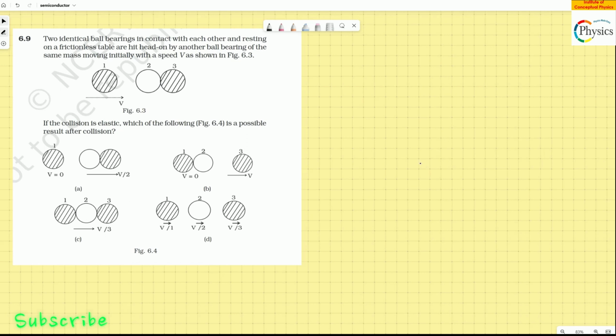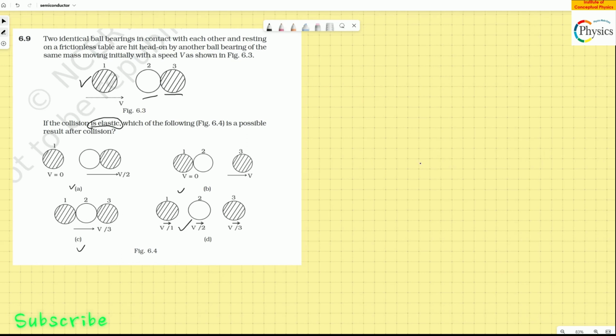You have a ball which is moving with velocity v. These two balls have no velocity, they are stationary. All the balls are of the same mass. Now a collision happens, and the given information is that the collision is elastic. After the collision, we have to find out which of the choices A, B, C, and D is a possible choice.